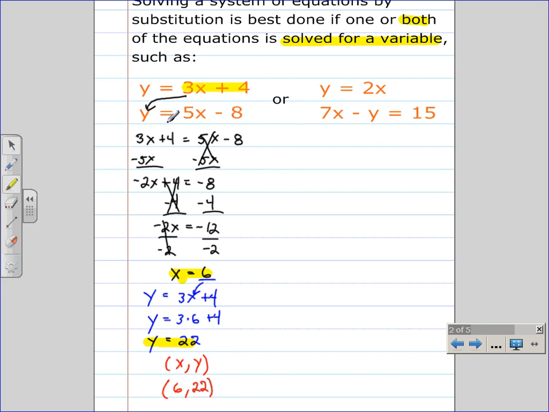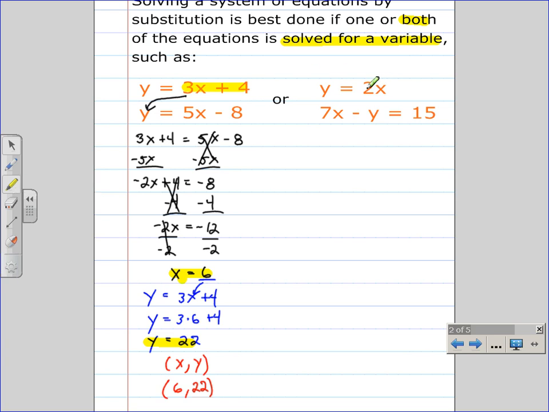Anyway, I believe I was talking about 6 comma 22 would be the point where these two equations would cross if we were to graph them. Now if we take a look at this system here, y is equal to 2x and 7x minus y is equal to 15, we notice only one of the equations is solved for y.